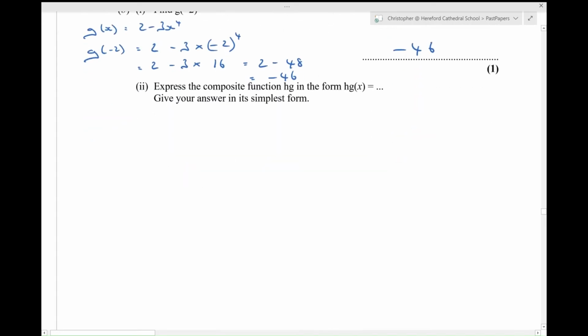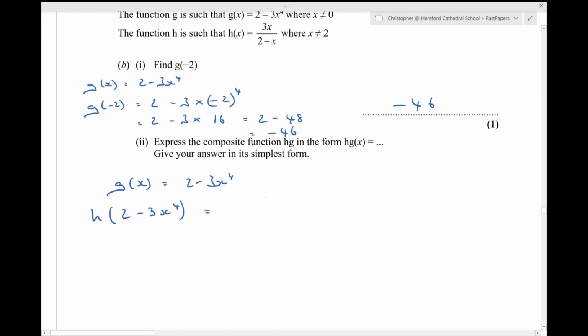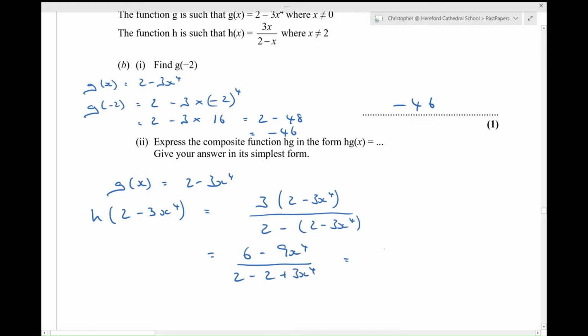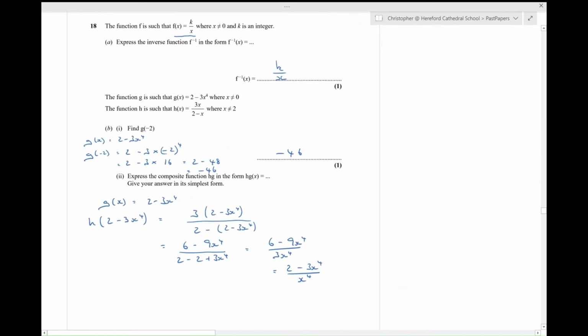Okay, part 2. In this case, I've got g of x is 2 minus 3x to the 4, and I need to h that. So I'm going to h 2 minus 3x to the power 4, which is going to be 3 times 2 minus 3x to the power 4, all over 2 minus 3x to the power 4. And I need to simplify that, so my numerator becomes 6 minus 9x to the 4, and my denominator is 2 minus 2 plus 3x to the 4. I can simplify my denominator there, so there's the numerator. The denominator is 3x to the power 4. Now, can I simplify that fraction? Yes, I can. Divide top and bottom by 3. Leaves me with that as my answer to part 2. And that is question 18 complete.